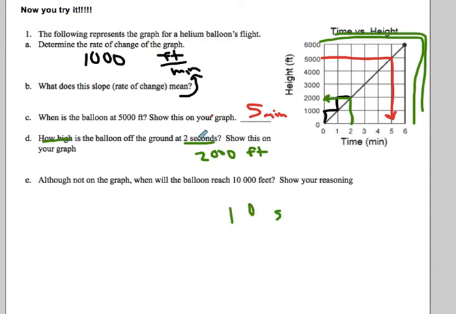Oh, and we do not mean seconds here. My bad. We mean minutes. This graph is in minutes. I'm so sorry. Minutes.